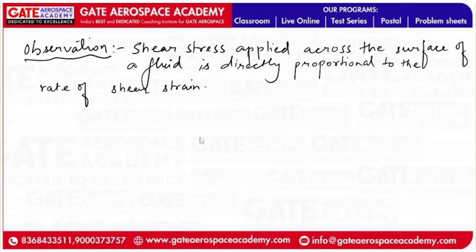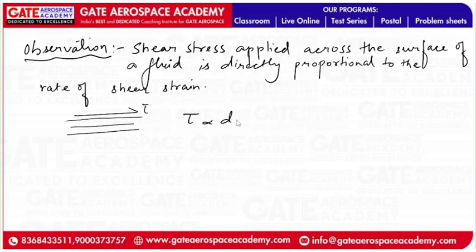So, what does it mean? It simply means whatever be the layer of the fluid, if you have applied more shear stress, there will be more deformation. Simple. Tau is proportional to d theta over dt. And can't you see that measuring this is very difficult? If you want to measure theta within the fluid layers, it is very difficult to do so.